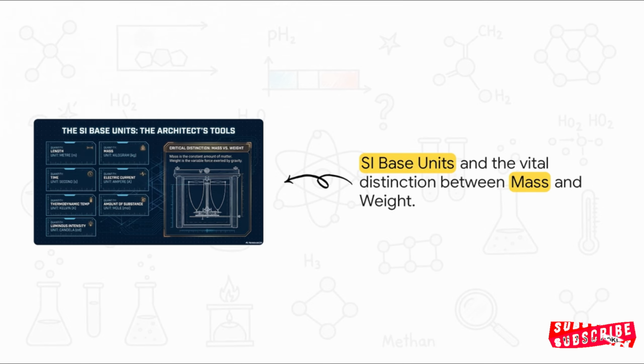Mass, which we measure in kilograms, is the constant amount of matter in an object. It literally never changes. Weight, however, is a variable force exerted by gravity. So if you magically travel to the moon, your mass is exactly the same, but because the moon's gravity is way weaker, your weight drastically drops. In chemistry, we care deeply about mass.